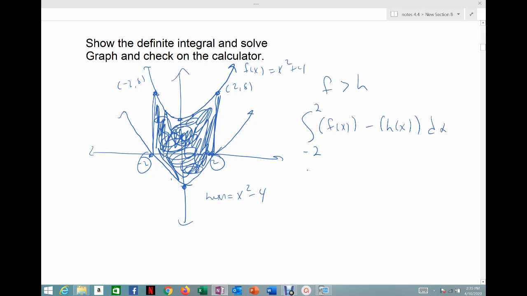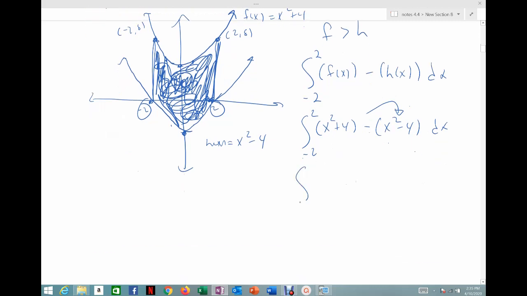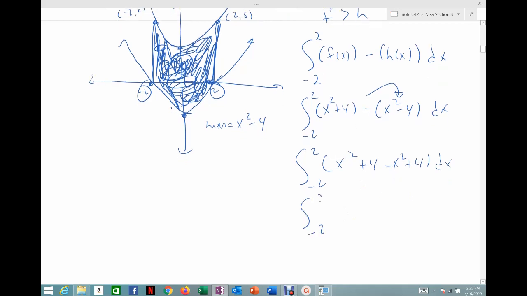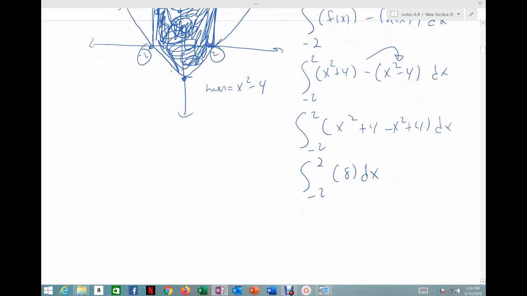Alright, and so I'm going to write in my functions, and then simplify. So f of x was x squared plus 4, h of x was x squared minus 4. And make sure you're careful. Distribute that negative. And so that simplifies to x squared plus 4 minus x squared plus 4. And so the x squareds cancel. That actually simplifies real nice. Alright, so a simple constant function, 8.